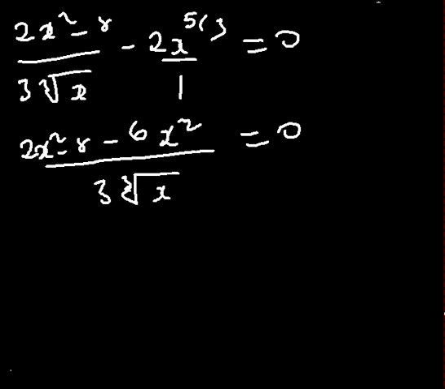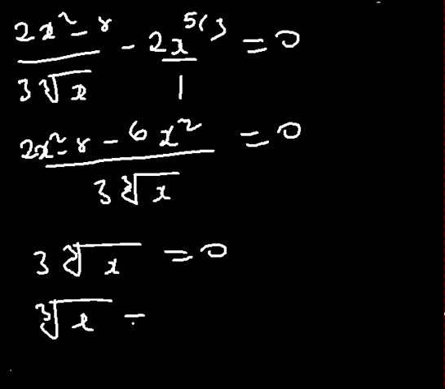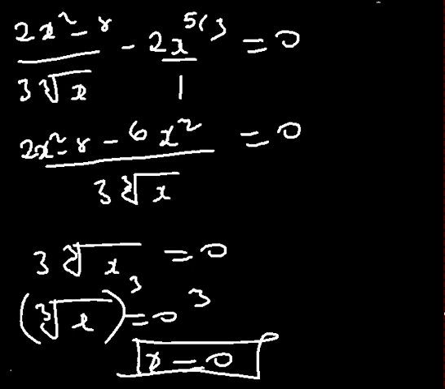At this point, we have to solve for the numerator as well as the denominator separately. So we have 3 times the cube root of x is equal to 0. Thus we should divide everything by 3, and we have the cube root of x is equal to 0. Then we cube both sides, and we have x is equal to 0. So that is the first critical value that we have obtained.